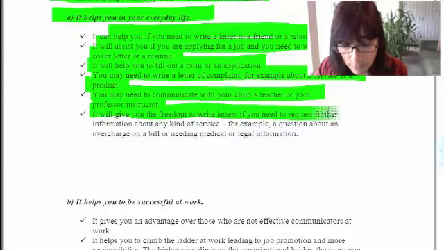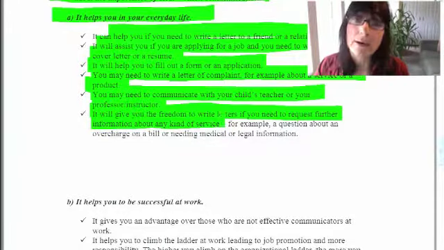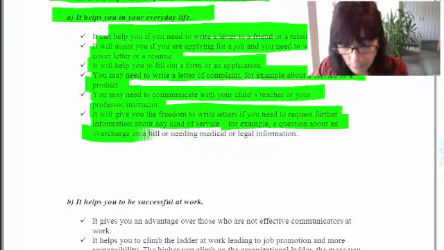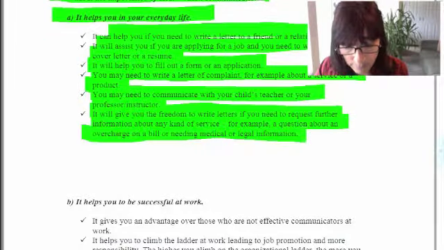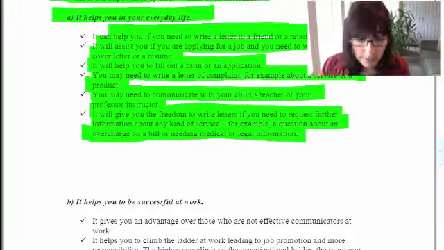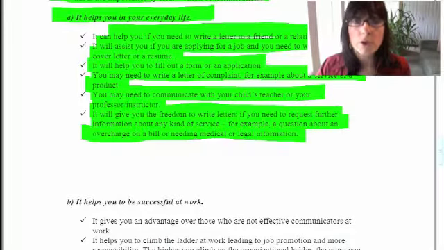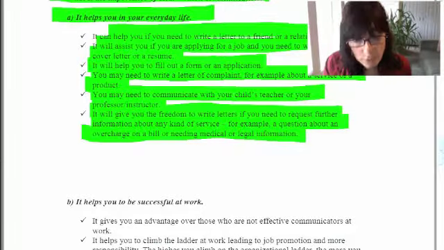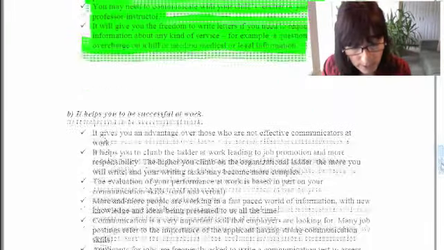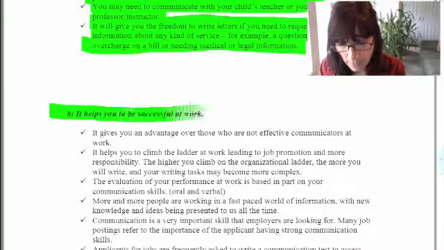It will also give you the freedom to write letters if you want to request further information about any kind of a service. For example, if you have a question about an overcharge on a bill, or you need medical or legal information, you want to be able to impart that knowledge, or you want to be able to ask good, clear questions and come across effectively.